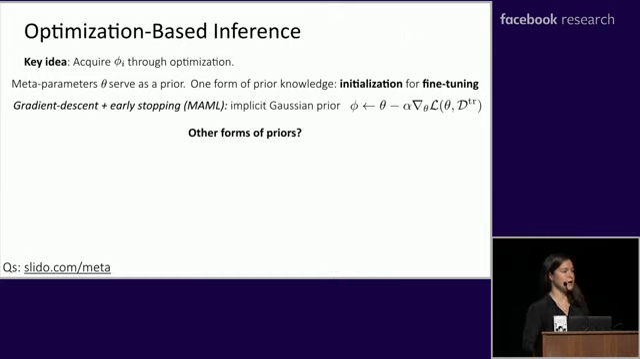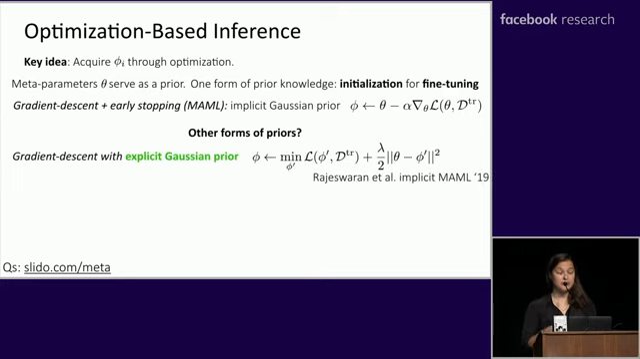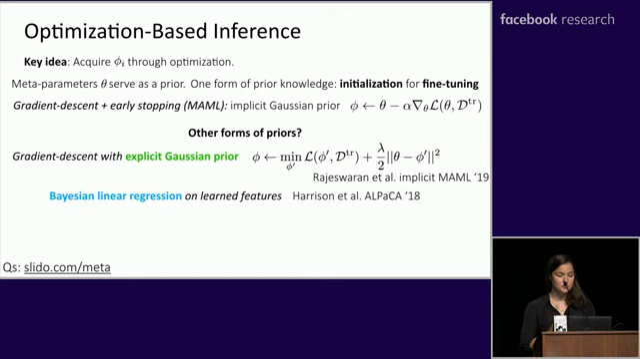Are there other forms of priors that we can impose on the optimization procedure? One thing we could do is do gradient descent with an explicit Gaussian prior, the log likelihood of a Gaussian shown here, and this is what was done by Rajeswaran et al. in the implicit MAML paper. We could also have a prior used in Bayesian linear regression. In this case, we can't impose the prior on all weights of the neural network, as that would be intractable, but we can impose it on the last layer of the neural network and do that on top of metalearned features. This was done in ALPaCA, another type of mammal.